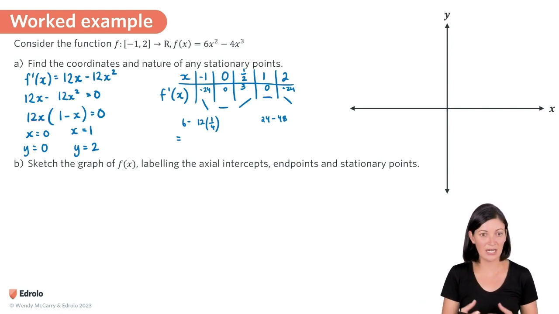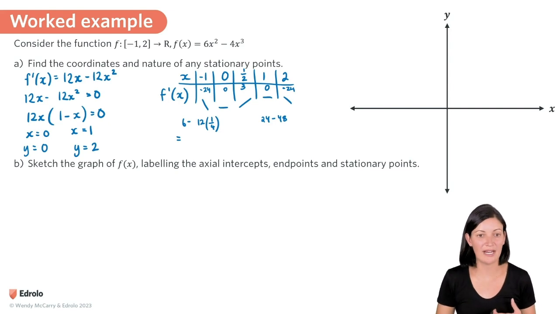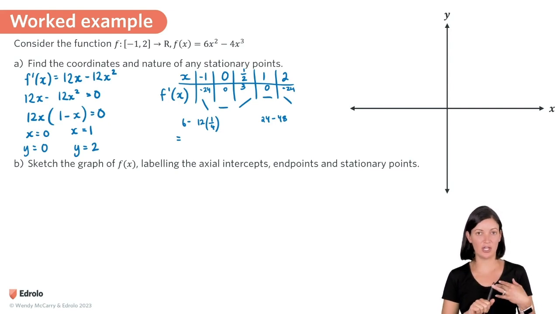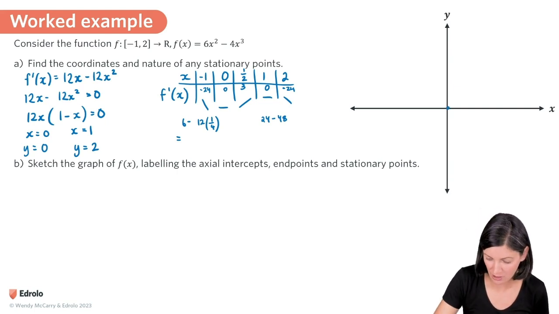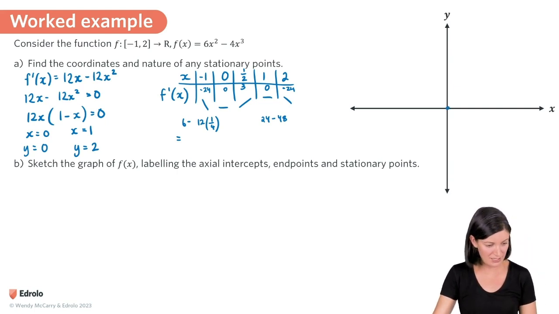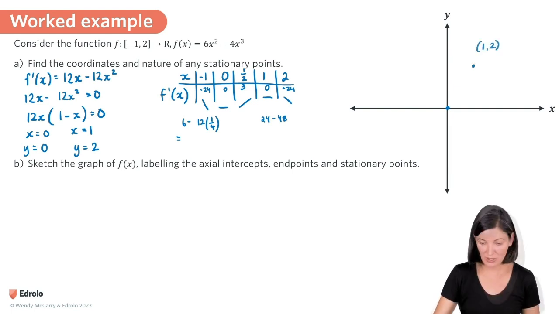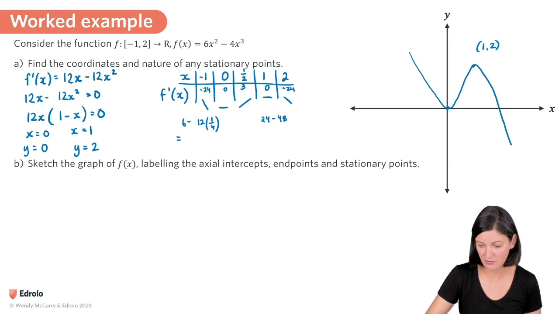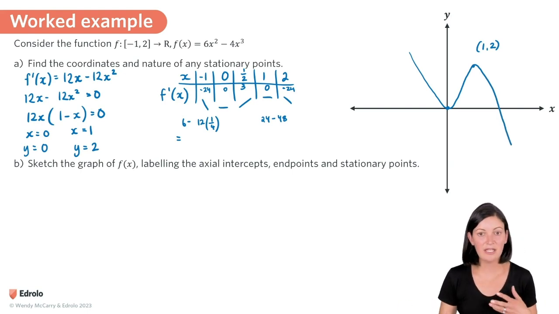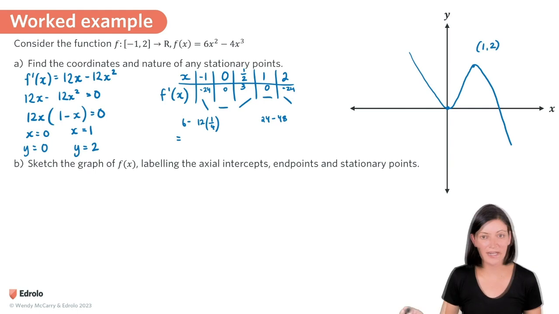Part B is sketching the graph, labeling my axial intercepts, endpoints, and stationary points. I already have the stationary points. One of them is at (0, 0), and since we've just got a sketch here, we'll just estimate. So I've got x is 1, y equals 2, somewhere up here. I know the graph's going to go negative to positive to negative, something like that. Now let's mark in my axial intercepts.